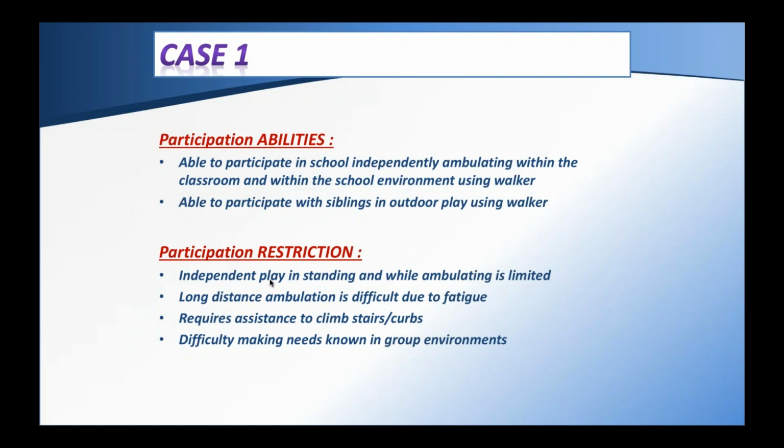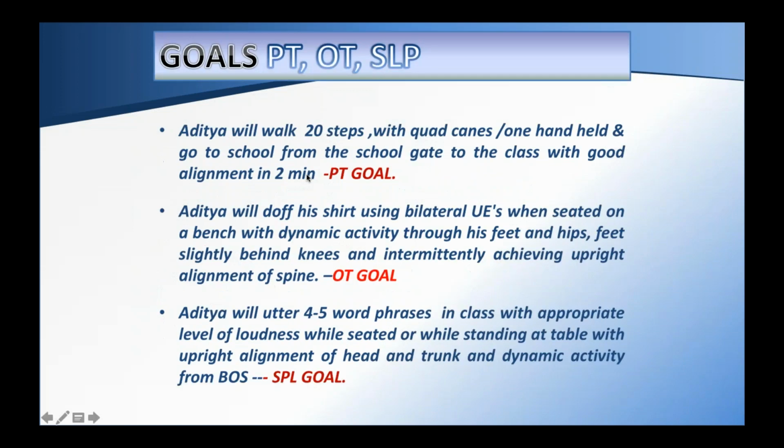So if I have to really plan his goals, look at my PT goal. Aditya will walk 20 steps with quad canes or one hand held, and go to school. That means you can either have one hand held the way I showed you, or take quad canes and give him a lot of time to go to the school, from the school gate to the class with good alignment, and give him that time frame of 2 minutes.